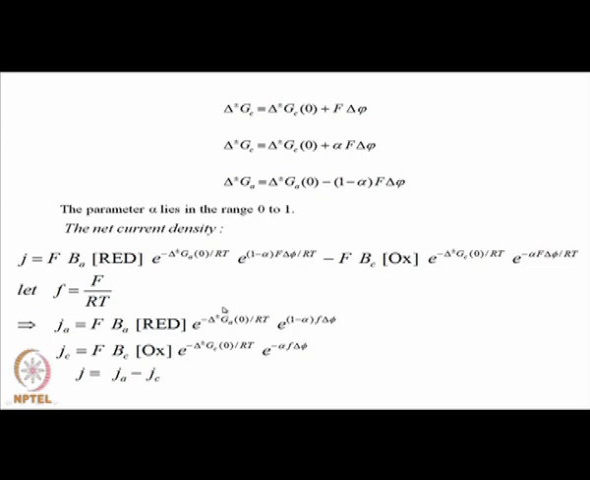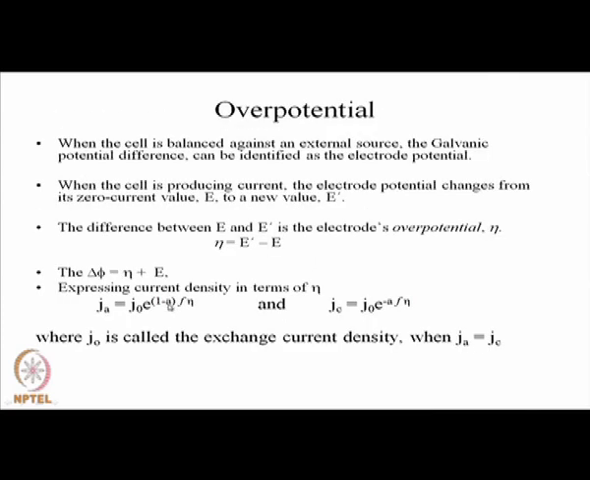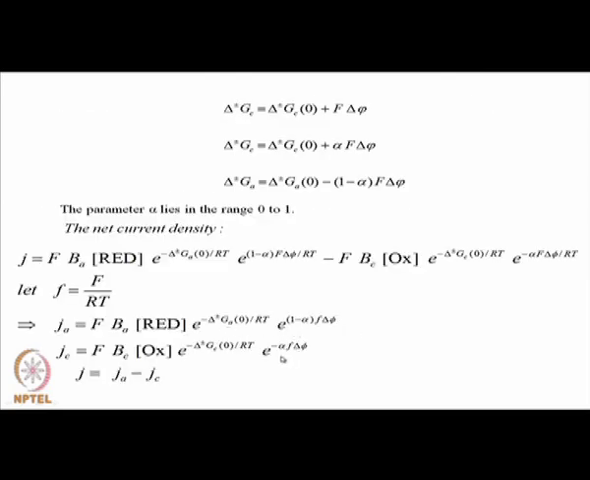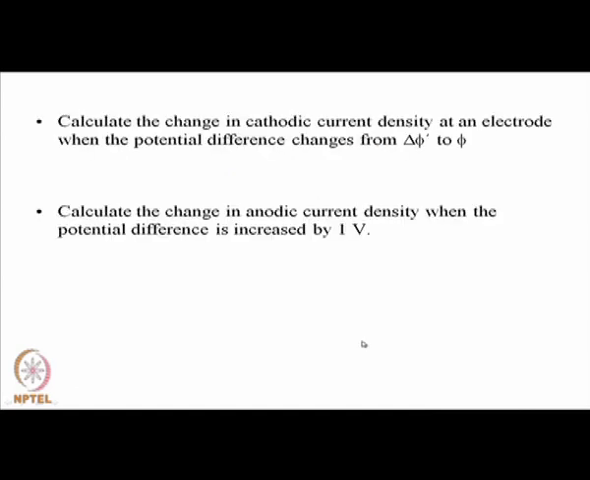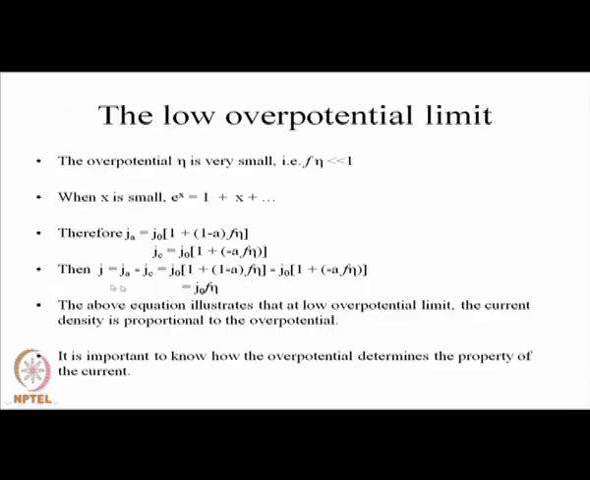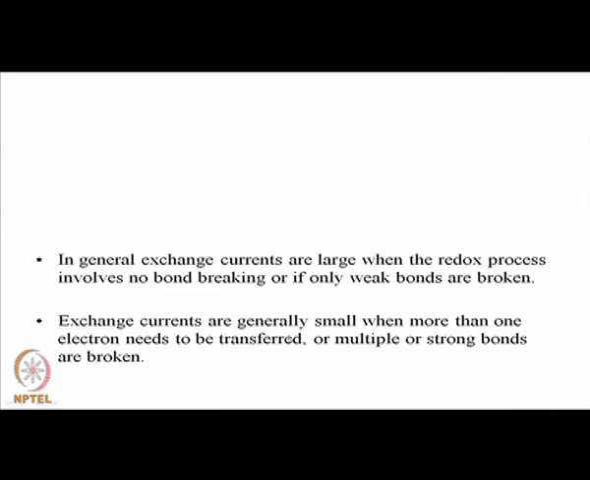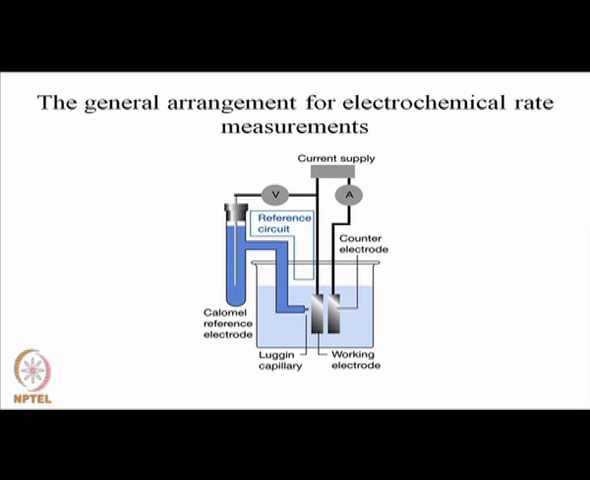Let us go back to the original expression for the net current. Here you see that the cathodic part contains alpha, and the anodic part contains 1 minus alpha. Then we discussed overpotential in two cases: lower overpotential and higher overpotential. For lower overpotential, the current density is linearly dependent on eta, the overpotential, but for the higher overpotential limit we get the Tafel equation. And we also talked about general electrochemical measurement.